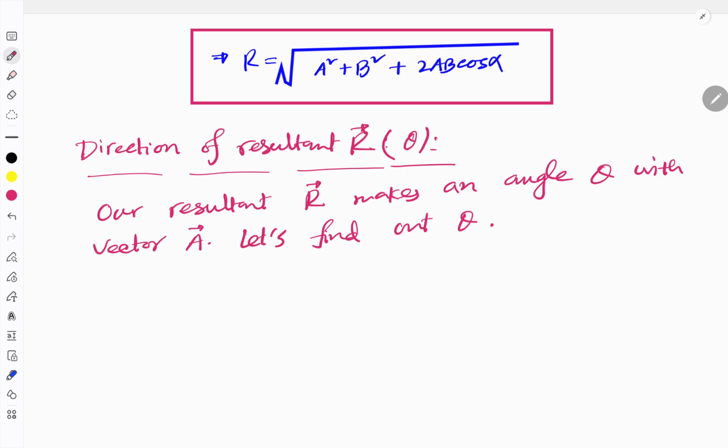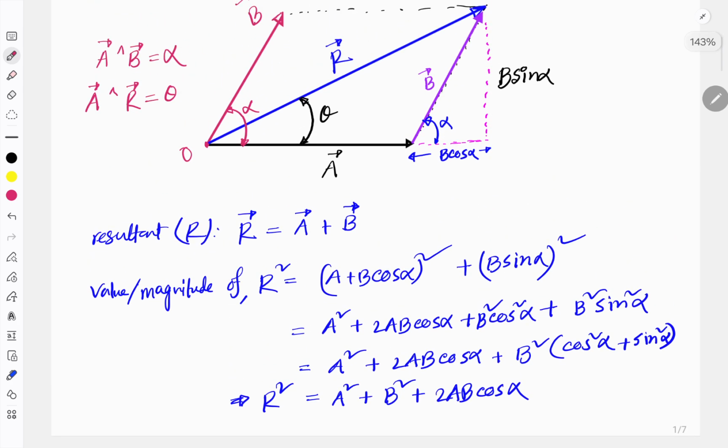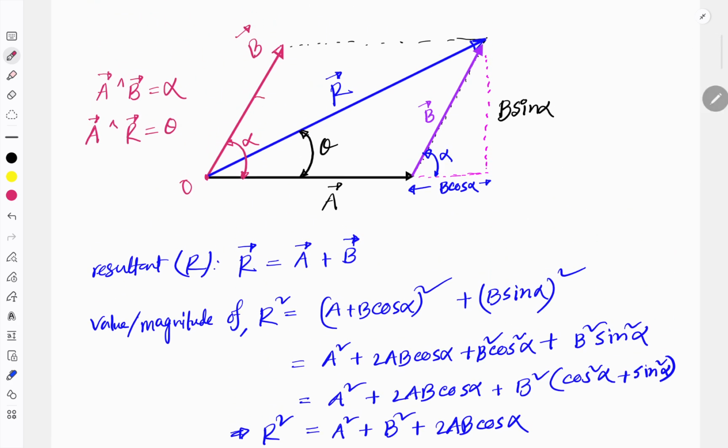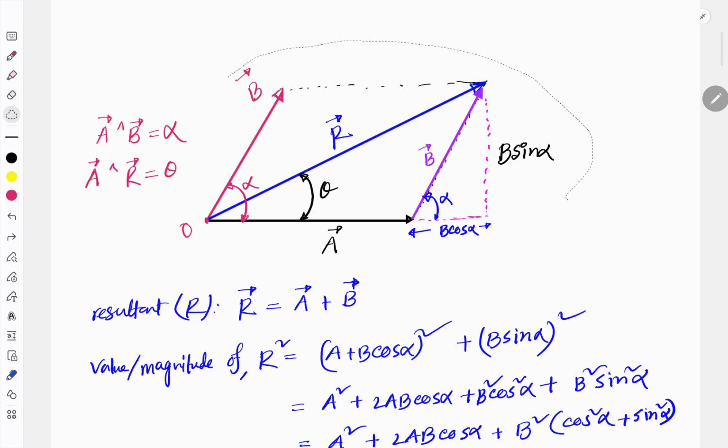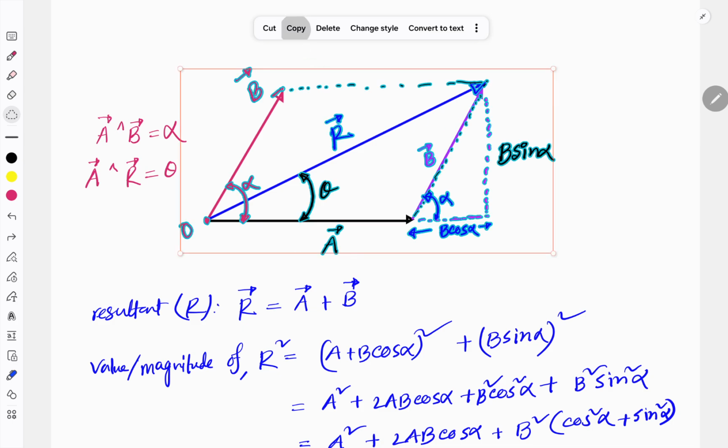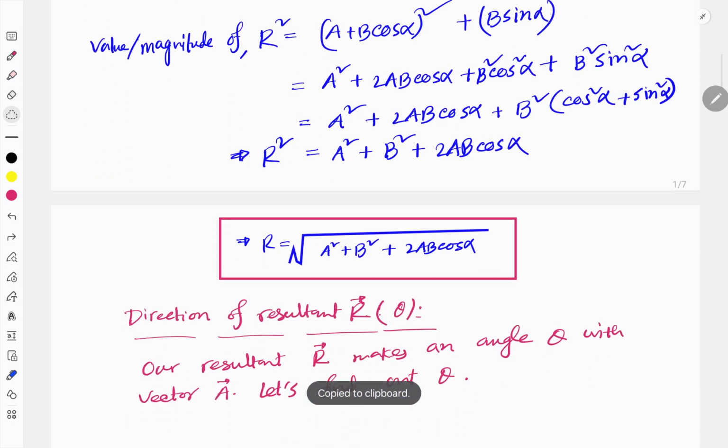Because theta is the direction of resultant R. So you might ask, sir, why didn't you find out the direction of the resultant with the vector, let's say, B? I found it against A, I could have found it against B also. I could have considered it beta and then I could have found out beta, right? That doesn't matter. We have to find out at least against A or B. So I choose A. For this purpose, I'm just going to copy this figure.